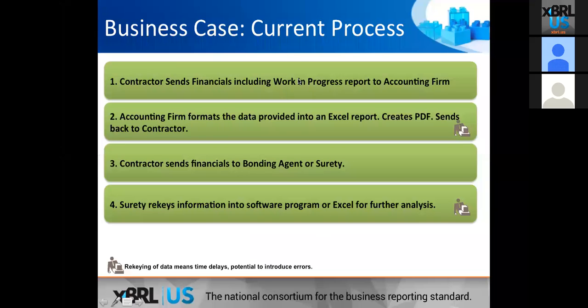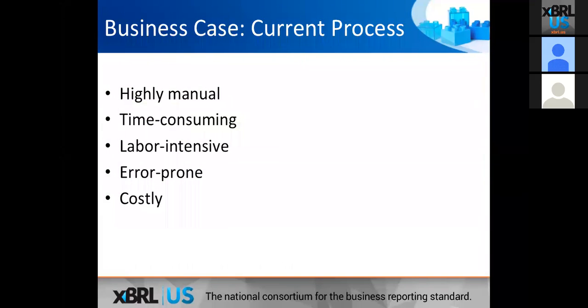You're familiar with this flow, the current process. The contractor sends the financials to their CPA firm, or occasionally they'll send them to the surety agent or surety company directly, particularly for interim work-in-process schedules, but definitely the year-end and maybe a mid-year review or audit, they'll send to the CPA firm. They create the document. Again, it comes back in a PDF. And then it goes back to the surety bonding agent and eventually the surety, where those of us on the surety side rekey that information into our software programs for further analysis. You can go to the next slide, please.